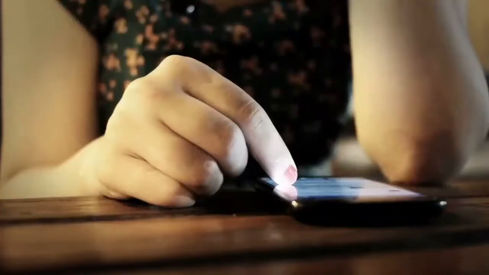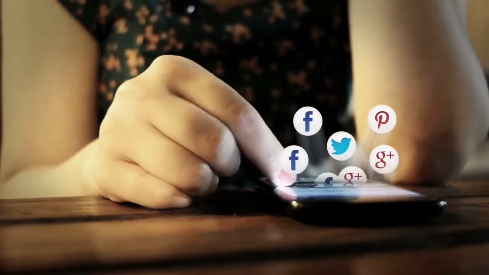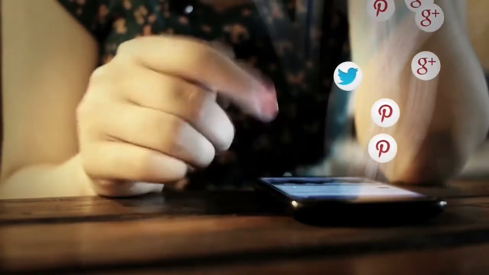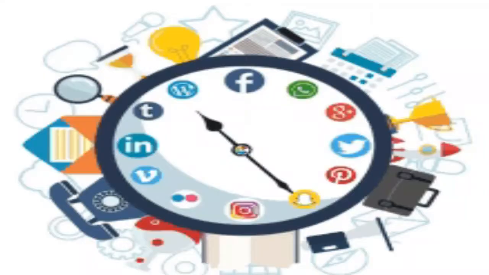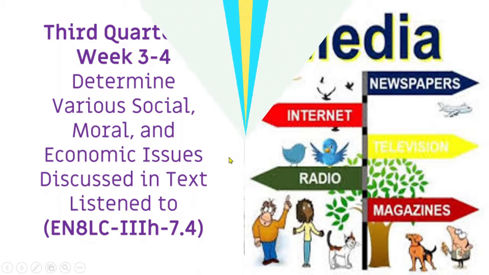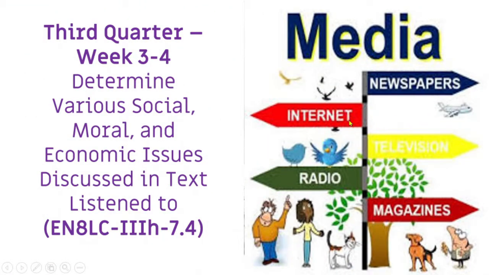And in the current time, we have the social media platforms that we use where we get information and we upload information. We give and get information. So we have Facebook, Twitter, Instagram, TikTok, YouTube, etc. These are called social media, to which we are going to refer the current social, moral, and economic issues. Because as of now, it's not only the newspapers, internet, television, radio, and magazines, and they are interconnected.